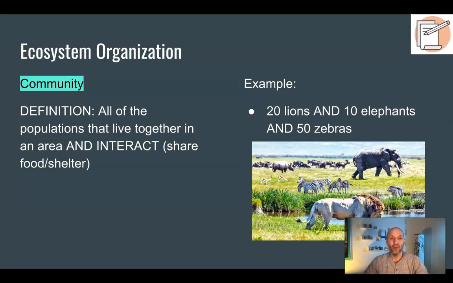The next level up is a community. So within an environment, you can have a community of organisms. These are all of the populations that live together in an area, and here's the key, and they interact. So they possibly share food and shelter, or they might interact by one eating the other. An example here would be 20 lions, 10 elephants, and 50 zebra. All those different populations are interacting in the same habitat. The lions eat the zebra and the elephant share food.